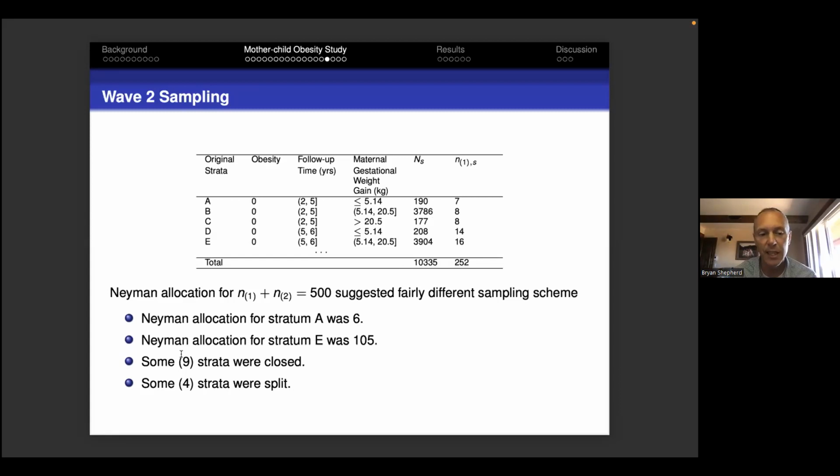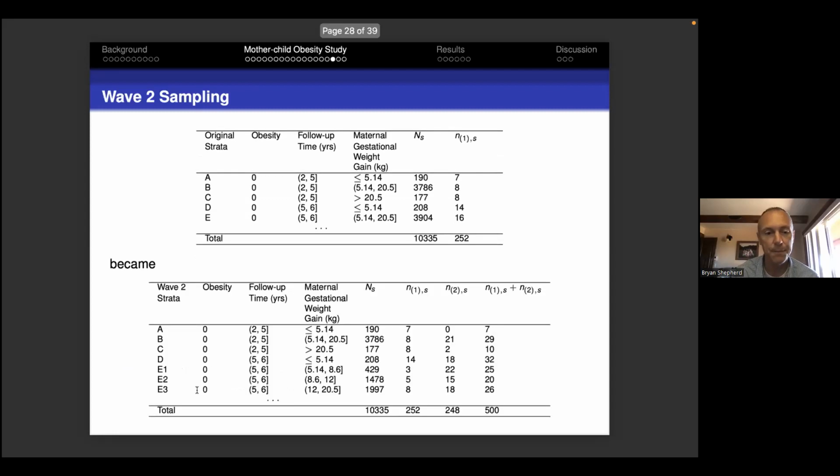So in the end, our first wave of sampling was not as good as we had hoped. And so we ended up closing 9 strata, and then 4 strata we actually split. So for example, with those first 5, you can see we closed stratum A. So the second wave, we didn't sample anybody from that stratum, validate anyone from that chart. And then for stratum E, we ended up dividing it into 3 strata and sampling 22, 15, and 18 from each of those strata that were calculated from it.